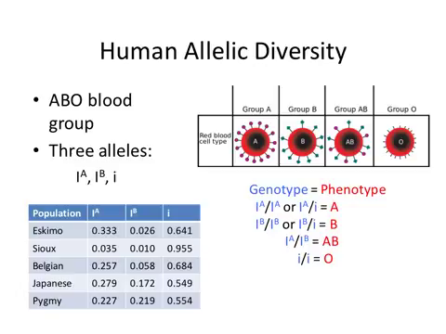Blood group alleles. There are 3 different versions of the blood group antigen. There's big A, big B, and there's little i. And here are 5 different human populations. People have gone into the populations and measured how frequent those 3 alleles are. Why do you care? So we care about blood type because of blood transfusions.